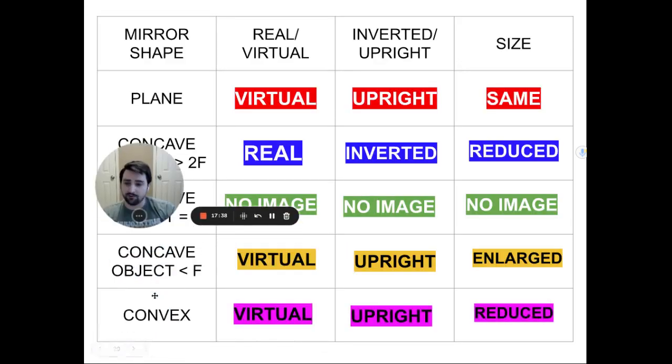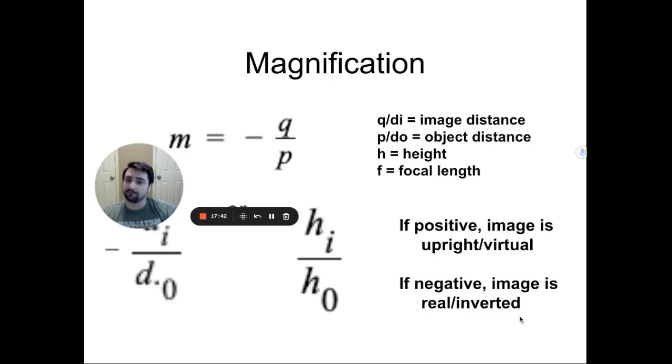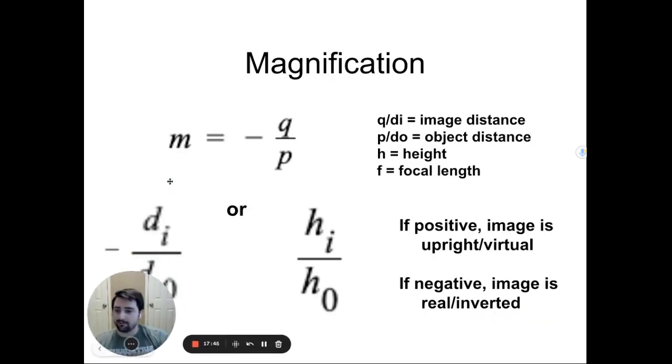So we can finish out our table. Convex mirror: virtual, upright, and reduced. So then we have this concept of magnification.